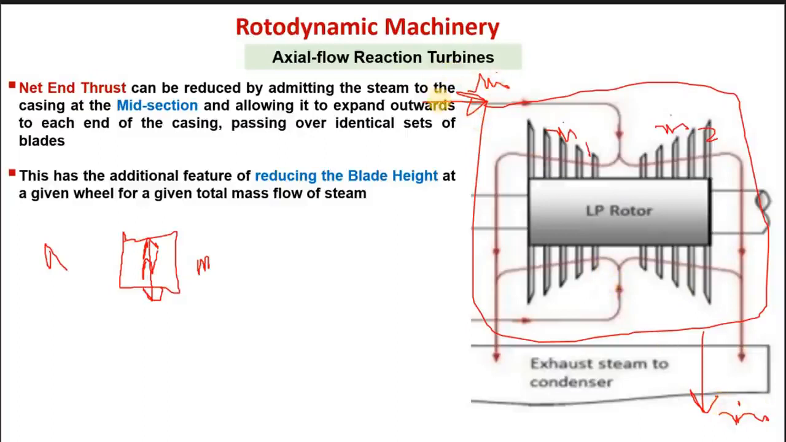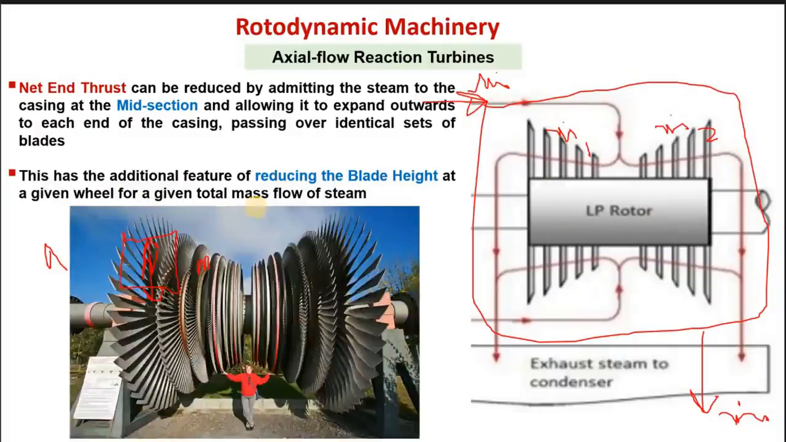And total enthalpy drop from this point h1 to this point h2. So the total power output is same because m dot is same. This m dot is divided inside the boundary into two halves, right? So the advantage was that now you can reduce the blade height and also you can reduce the end thrust on both sides. So this kind of configuration has the advantage of reducing the blade height at a given wheel for a given mass flow rate. So here you see another pictorial view.